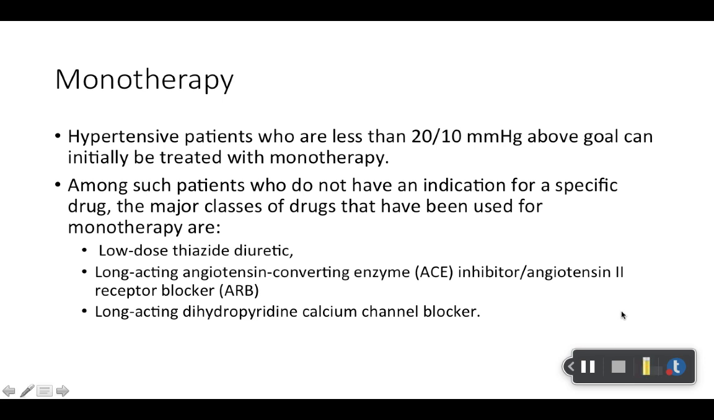Monotherapy. So depending on the patient, again, and the goal you have and how aggressive you want to be with them, and you see this a lot in the guidelines, they recommend starting with a monotherapy. And you'll notice here that they are the three classes that we had talked about before, but you want to start with, and you notice too it says low dose thiazide diuretic.